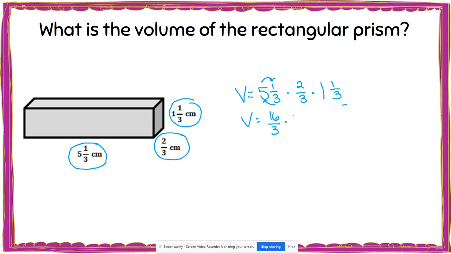This is not a mixed number, so I can leave it as 2/3. For 1 1/3, I would multiply 3 times 1, which is 3, and then add 1, which is 4, and I would keep my denominator of 3. Now, when multiplying with fractions, we multiply numerators times numerators and denominators times denominators. So I would multiply 16 times 2, which is 32, and then 32 times 4, which is 128. For my denominators, I would multiply 3 times 3, which is 9, and then 9 times 3, which is 27.